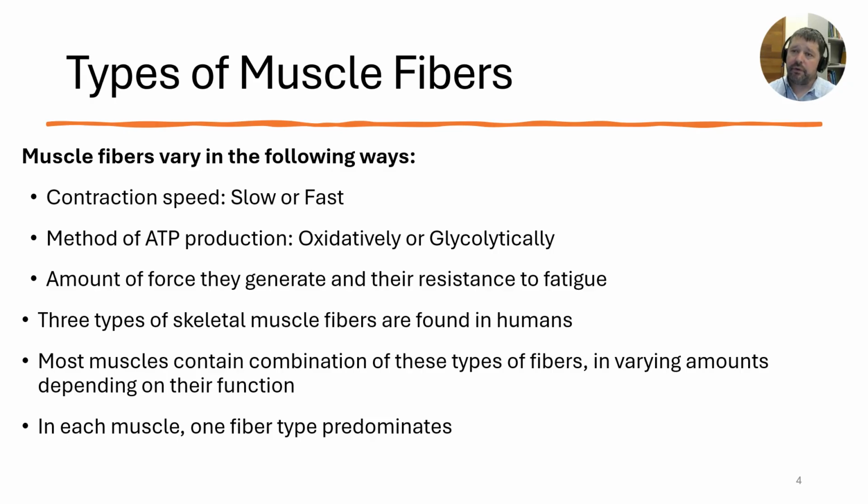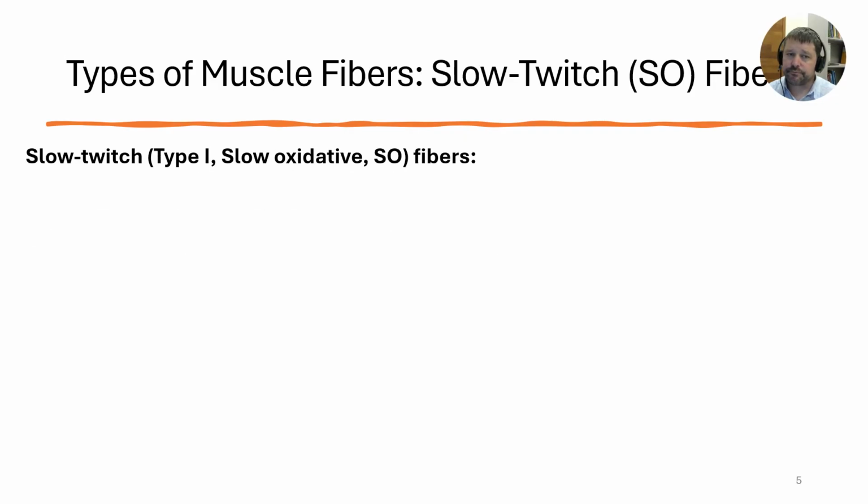Okay, so you might have a region that's dominated by fast, glycolytically activated muscles, and then you might have another region that's slow, oxidative muscles. And so it really just depends on what that muscle is used for, how much of each you're going to have. And there's quite a few other types or varieties than the ones that I just mentioned. But let's talk about slow twitch first.